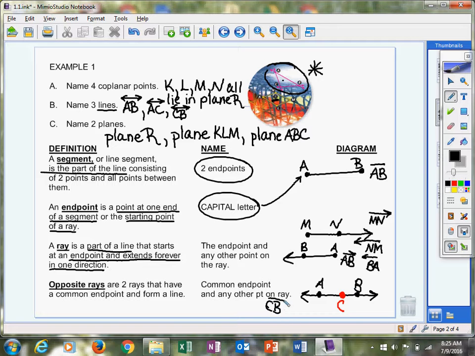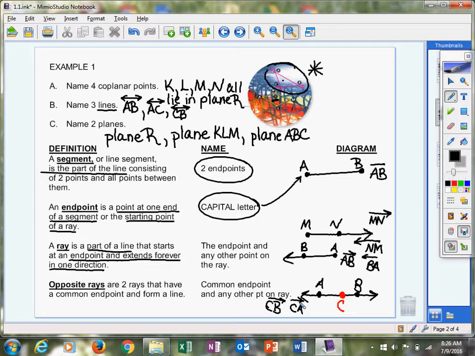CB, just like that, CA, okay? As long as C is your common endpoint, those are the two opposite rays that are there. If you start with C and go towards the left, that's CA. If you start at C and go to the right, then that's CB. Those are opposite rays, and opposite rays form a straight line. That's how you know you have opposite rays.